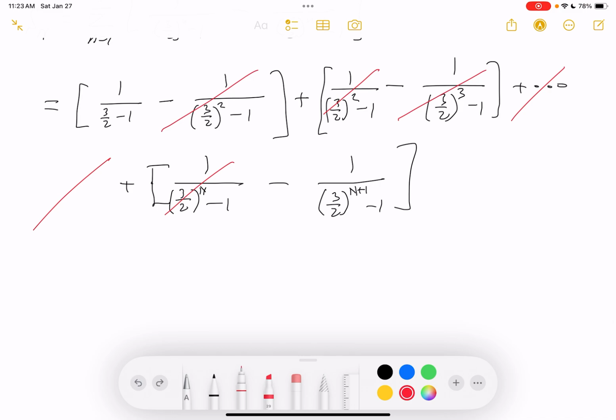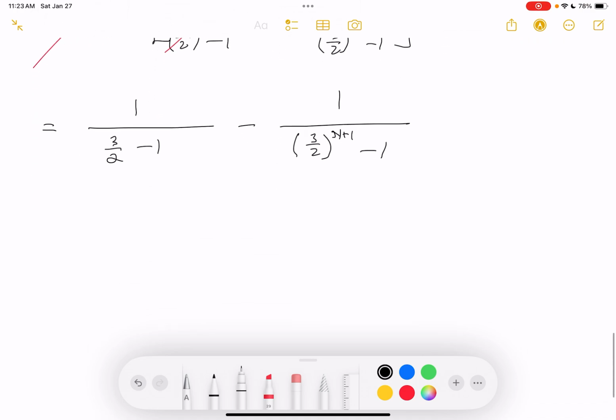Let me go back to black ink. You're left off with 1 over 3 over 2 minus 1, minus 1 over 3 over 2 to the big N plus 1 minus 1. And that's called the nth partial sum of the problem. All right? So now what I'm looking at over here is I need to get the infinite sum.